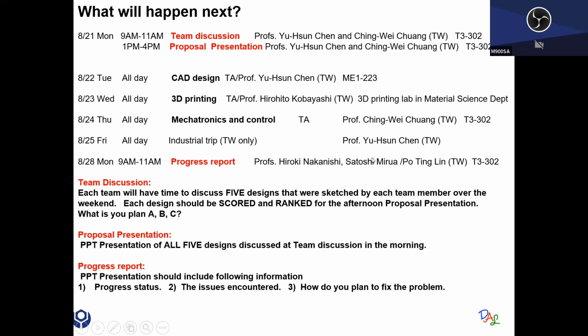This weekend, think about design. Each of you create a simple sketch. Hand-drawn is fine. Take a digital image of the hand-drawn sketch, paste it onto your PowerPoint, and comment on the advantages and disadvantages, okay? Then you come back next Monday, show it to your teammates, and discuss it. Then add the score, rank it in the morning, and in the afternoon, you can present. Then other teams can give you more ideas.